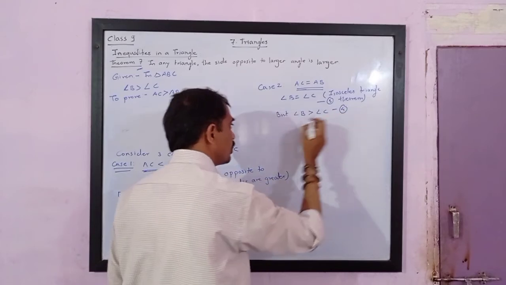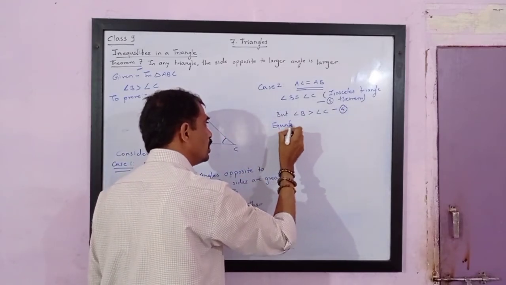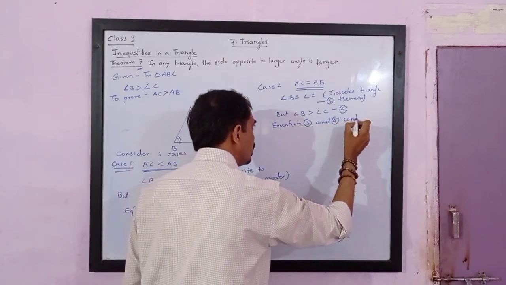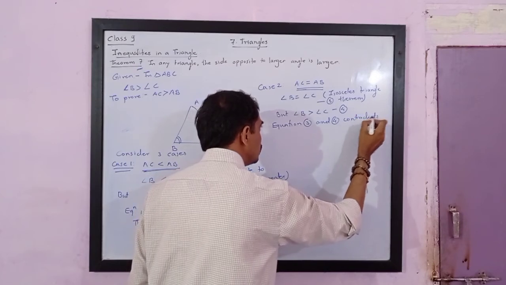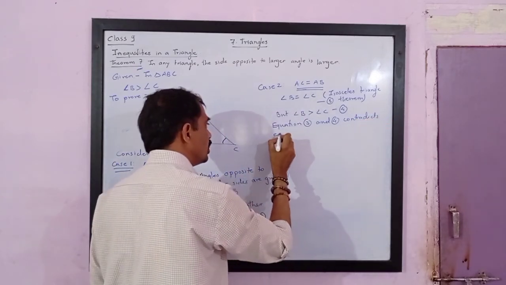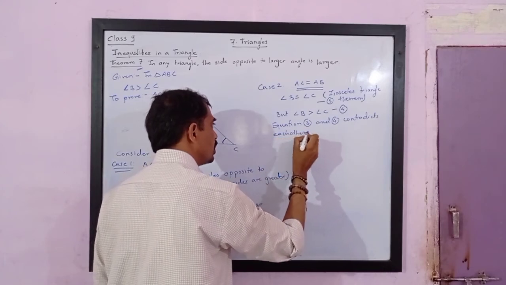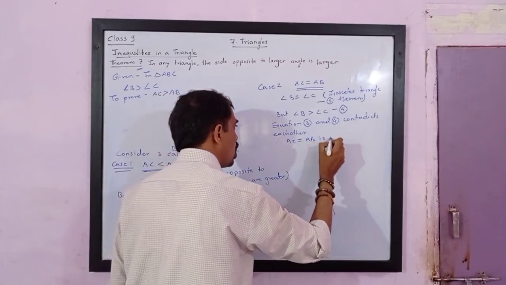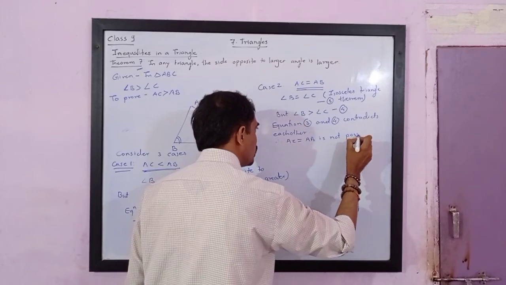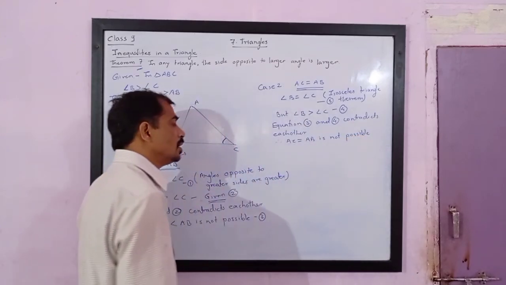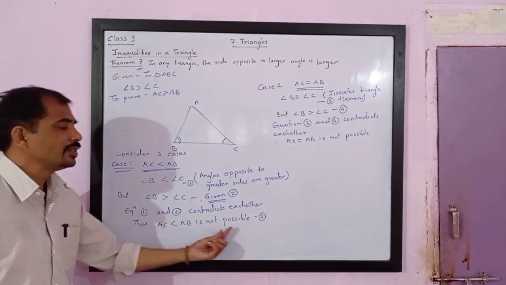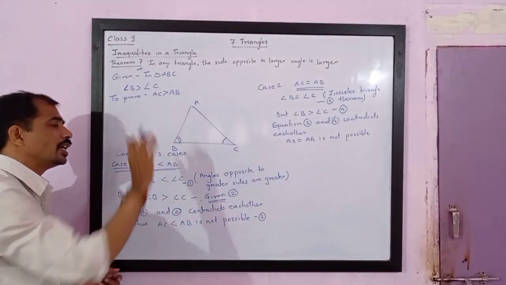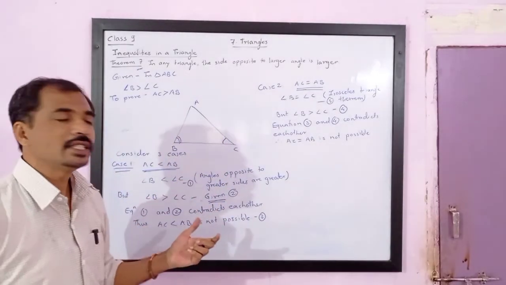Equations 3 and 4 contradict each other. Therefore, AC equal to AB is not possible. See, we have got AC less than AB is not possible, and AC equal to AB is not possible. It means AC must be greater than AB. So this is the only condition left.